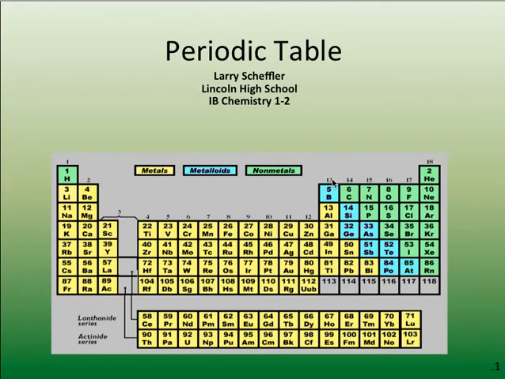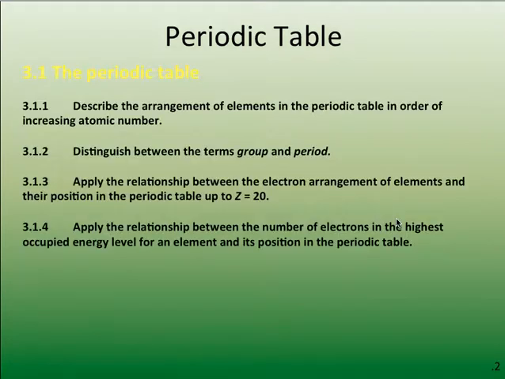Metals are shiny, easily lose electrons, and conduct heat and electricity. Nonmetals tend to gain electrons to bond. They are brittle when solid, and they tend not to conduct heat or electricity.